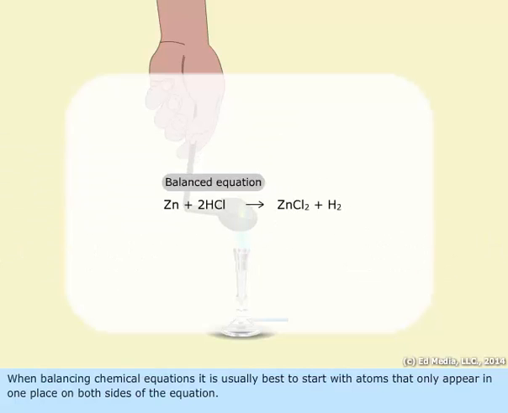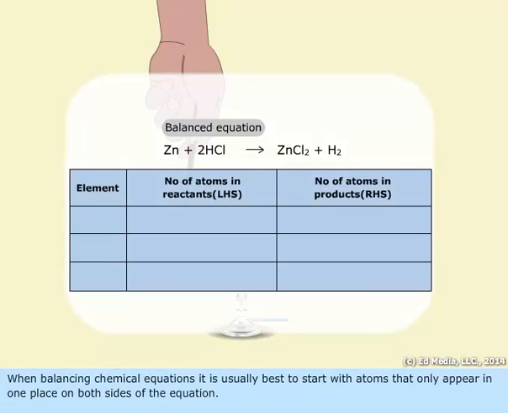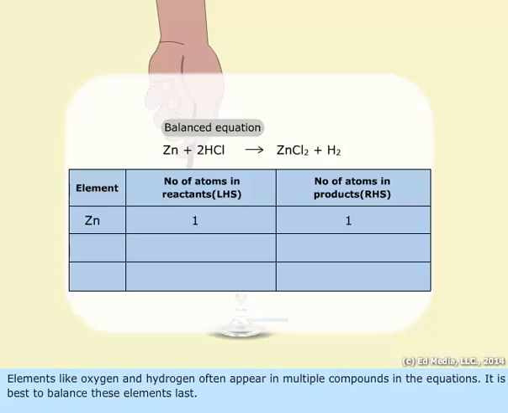When balancing chemical equations, it is usually best to start with atoms that only appear in one place on both sides of the equation. Elements like oxygen and hydrogen often appear in multiple compounds in the equation. It is best to balance these elements last.